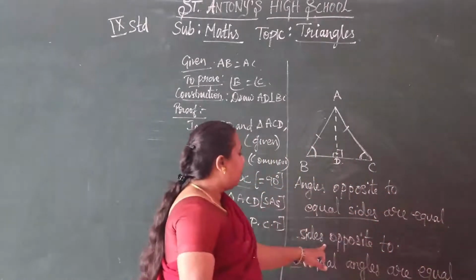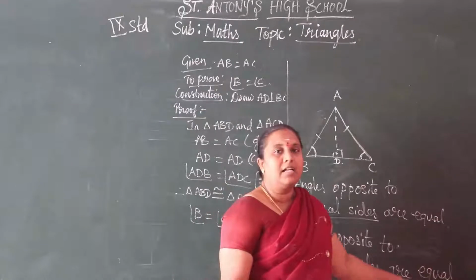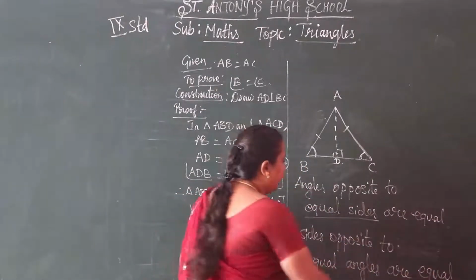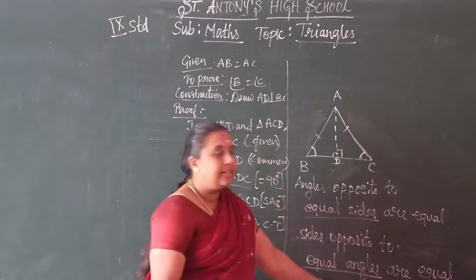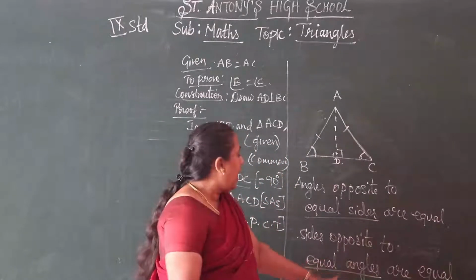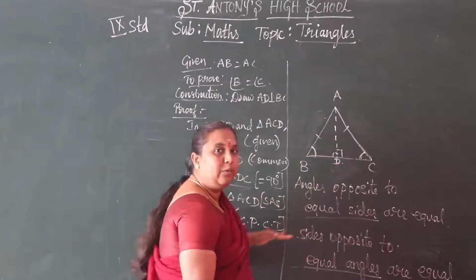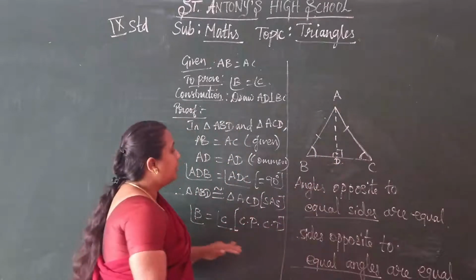See, sides opposite to equal angles are equal. Here the angles are given. Equal angles are given and we want to prove the sides, AB equals AC. Okay, so this is a property.